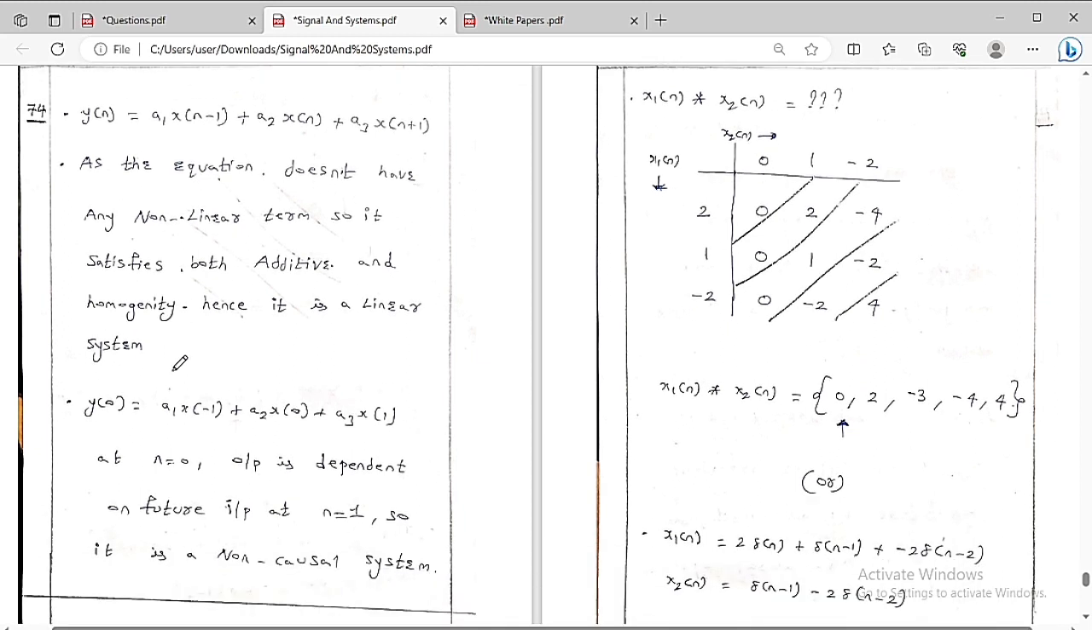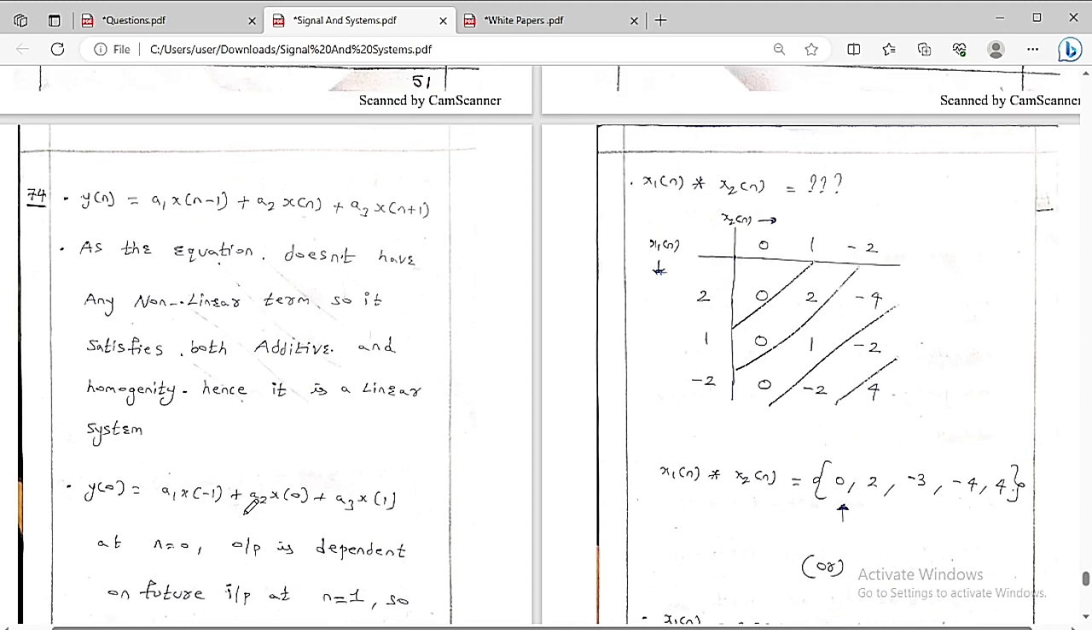Now let's go for checking out the causality. In place of n, I will substitute 0. Then y of 0 is a1 into x of minus 1 plus a2 into x of 0 plus a3 into x of 1. As you can see, at n is equal to 0, it is depending on n is equal to 1. Means the present output is going to depend upon the future values of the input. So the given system is said to be non-causal. At n is equal to 0, the output is going to depend on the future value of the input at n is equal to 1. So we can say the given system is said to be non-causal.